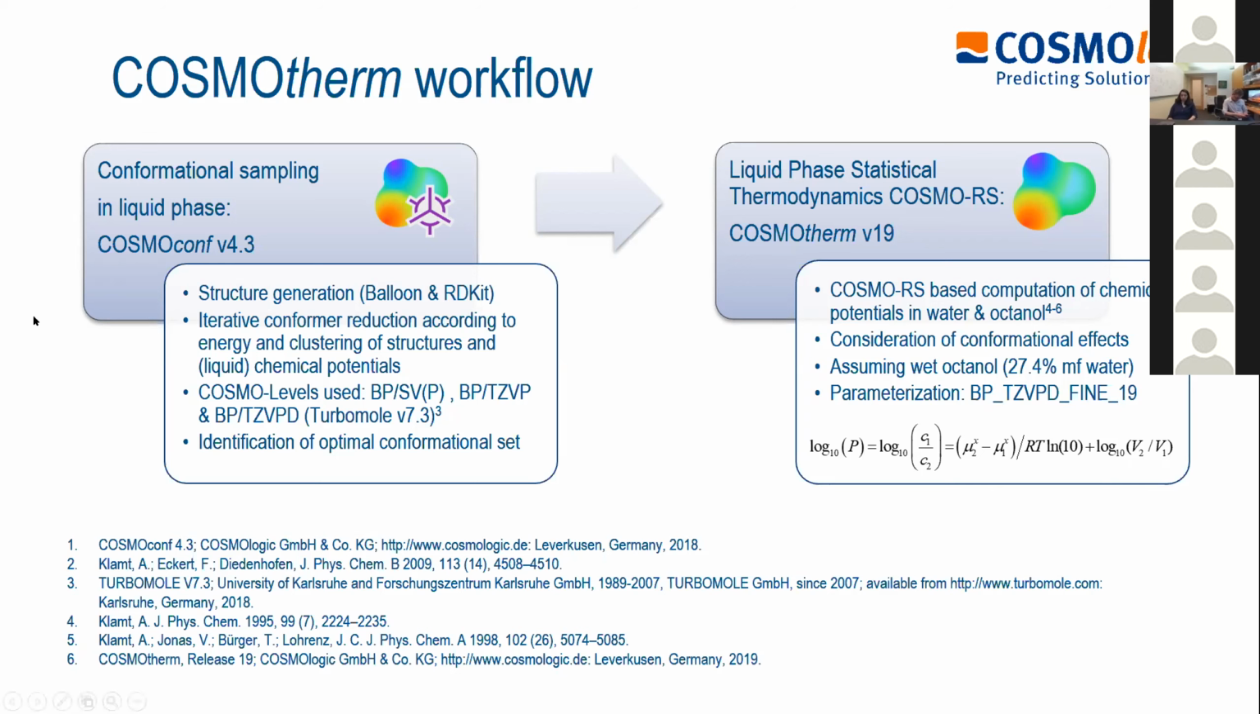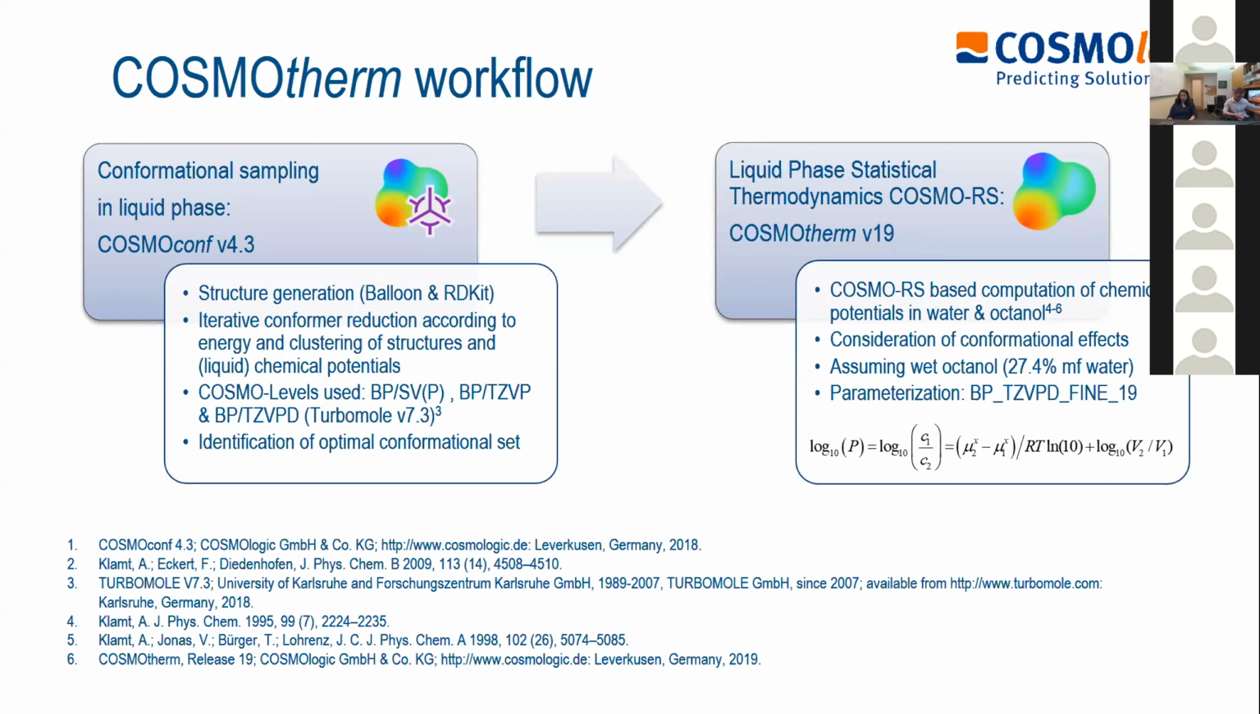Usually a cascade of different density functional levels is used in order to be more efficient. So we start with a smaller basis set, a split valence basis set, and then we go to a triple zeta valence basis set. And then we usually have a conformational set of several molecules, and this set is then entering the Cosmotherm.